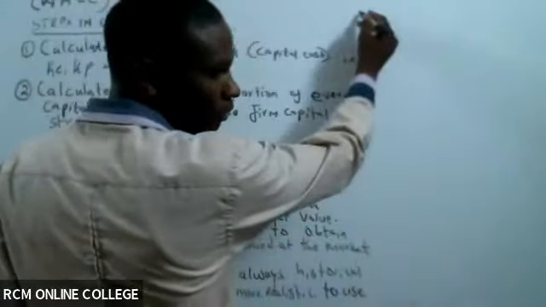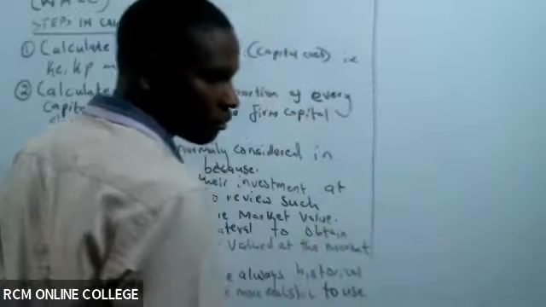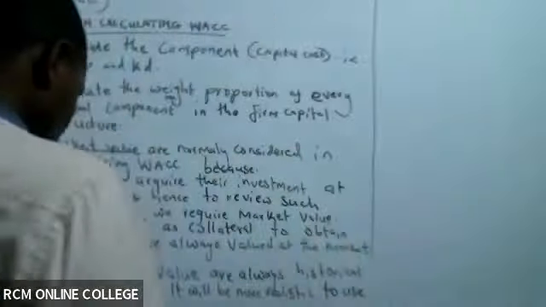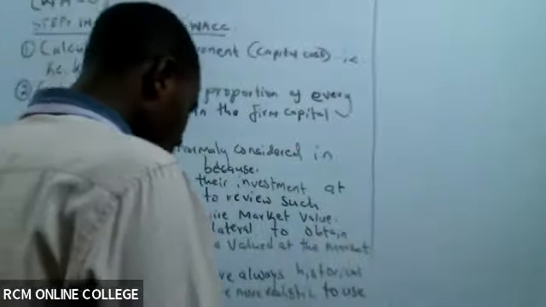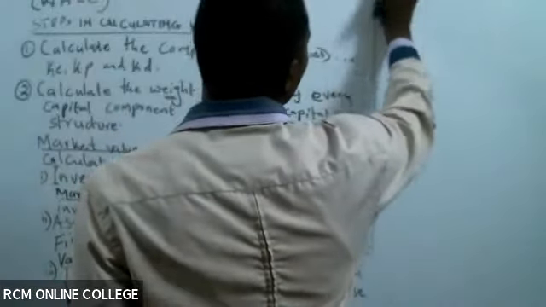Step number 3. Okay. All right. Step number 3, you multiply the component cost with their respective weight. Multiply, this is 3.